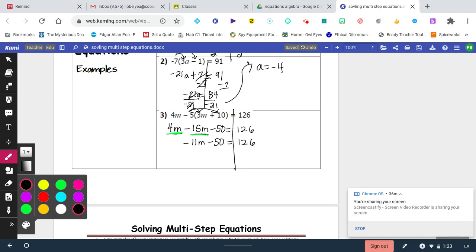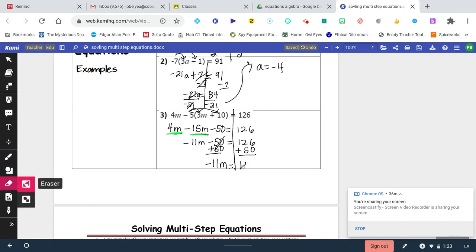All right, so the number that's farther away from m is that negative 50. So I'm going to change the sign. So negative 50 goes to positive 50. These will cancel, so I'm left with negative 11m equals 176. And some of you probably have worked this out already. You're past me. If I can get this to erase, guys. Okay, there we go.